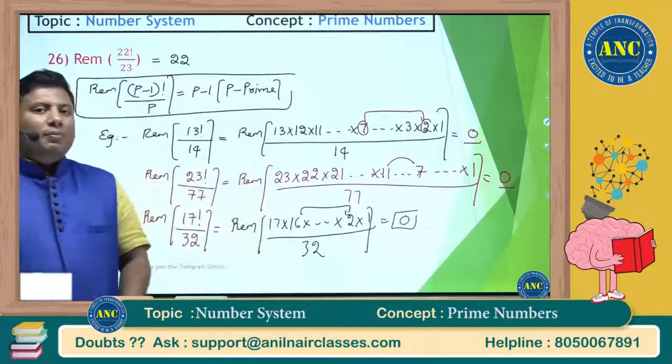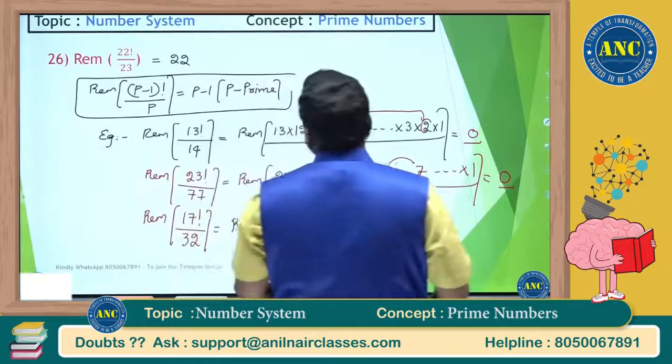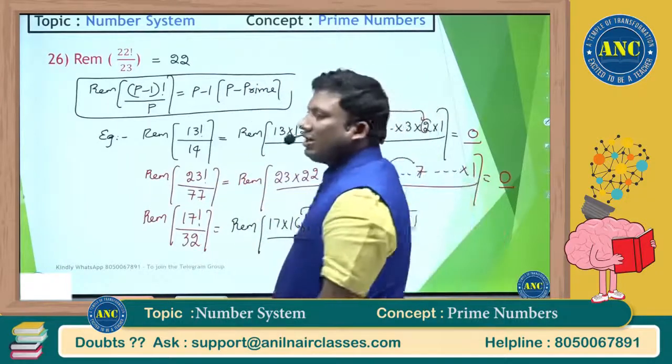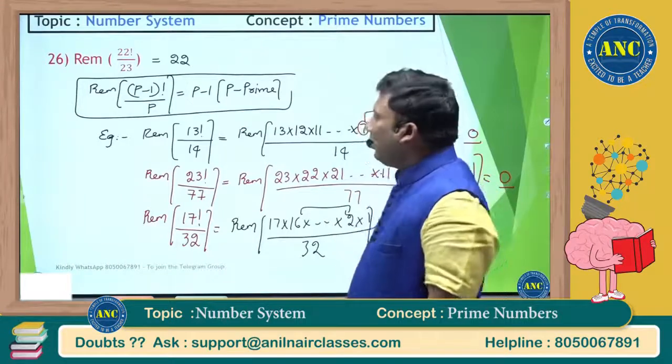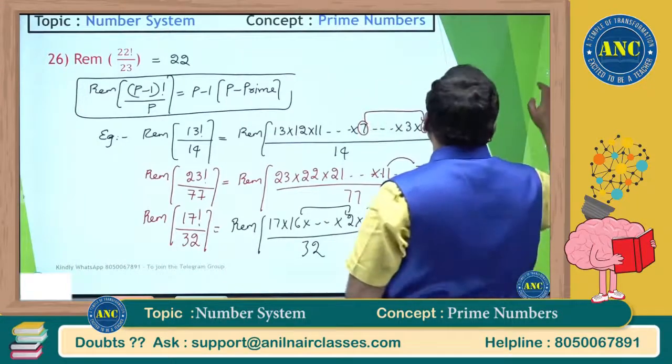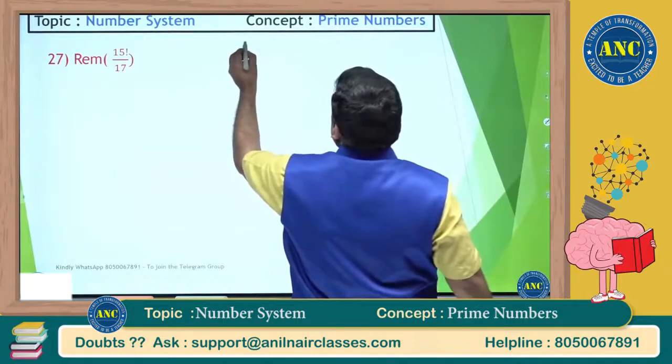Remainder 1: (P minus 1) factorial divided by P. It is P minus 1 only when the denominator is a prime number. Only when the denominator is a prime number do you have to use this logic. Now, good question, sir. Listen carefully.